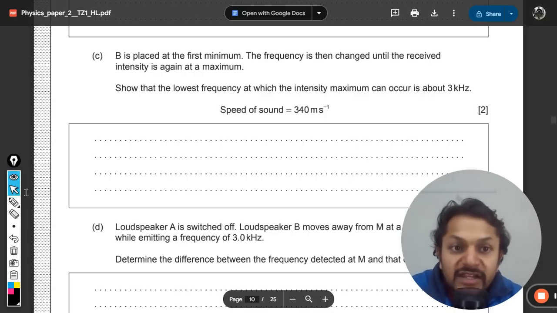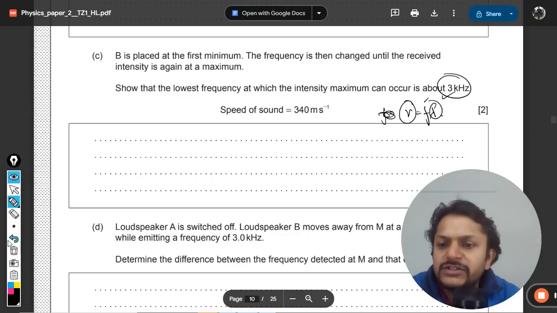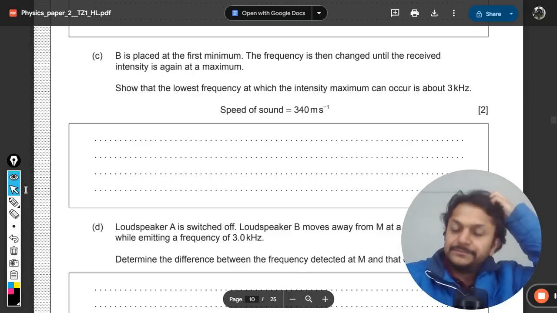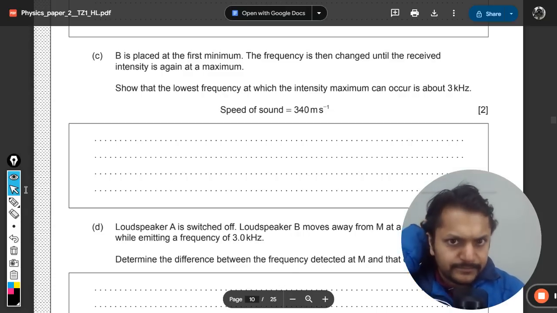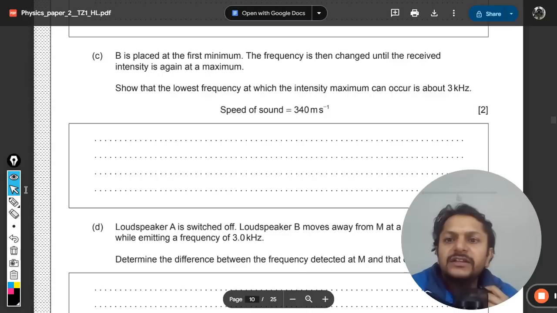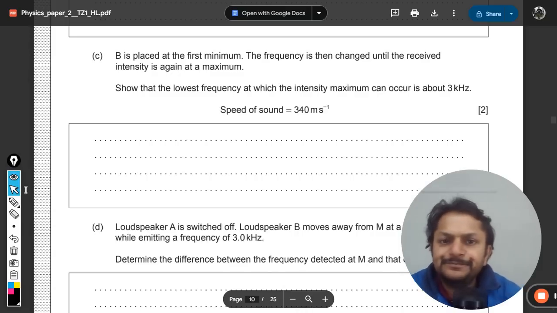The speed of sound is given as 340. Frequency we want to find. Formula is velocity is equal to f lambda. Frequency we want to find, velocity is given. It means we must concentrate at wavelength. Anyways, let's see. Frequency is then changed until received intensity is again at a maximum. Show that the lowest frequency at which the intensity maximum occurs is about this. Okay, let's see.